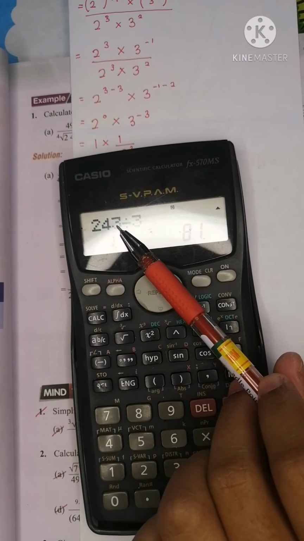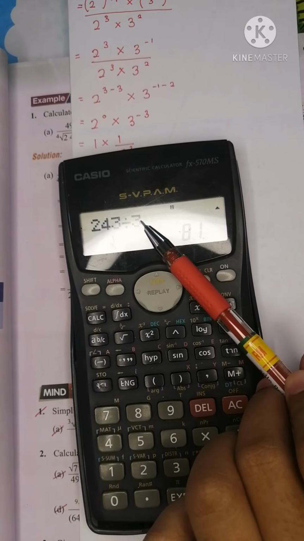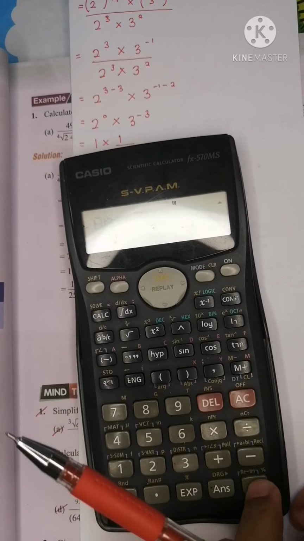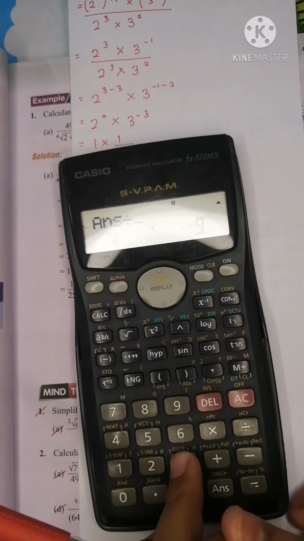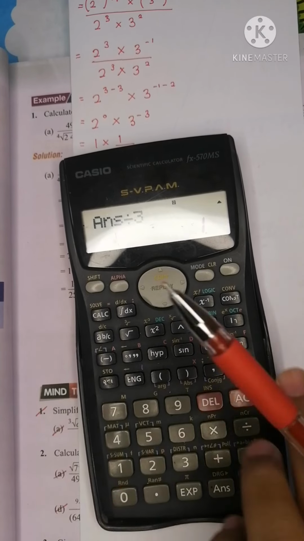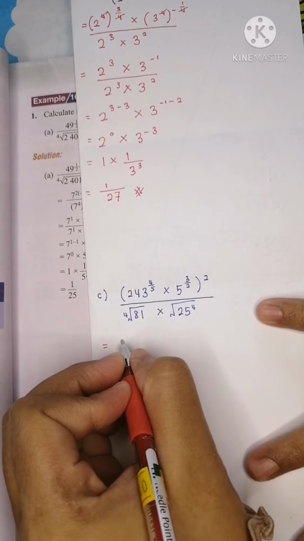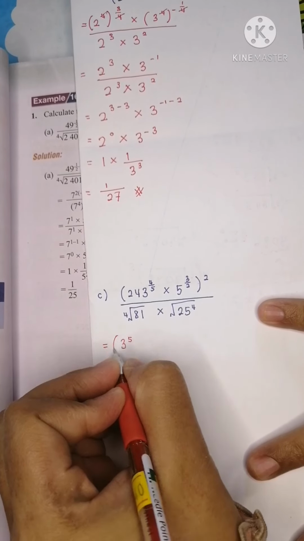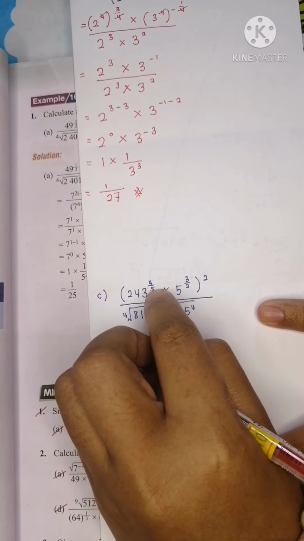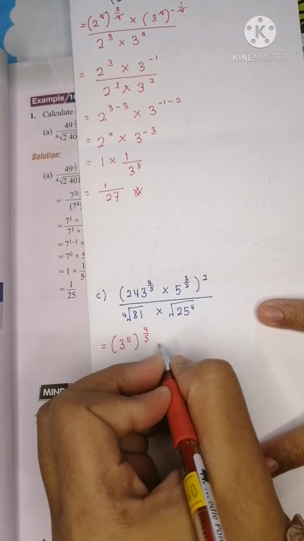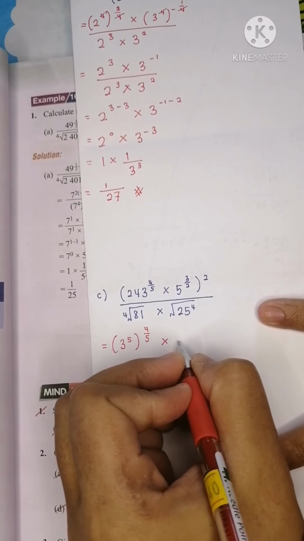So 243 can be changed into base 3. This is the first division, 1, 2, 3, 4, 5. So until 5, which is 3 to the power of 5, and then close the bracket. Don't forget the power here, which is 4 over 5. Multiply with 5.